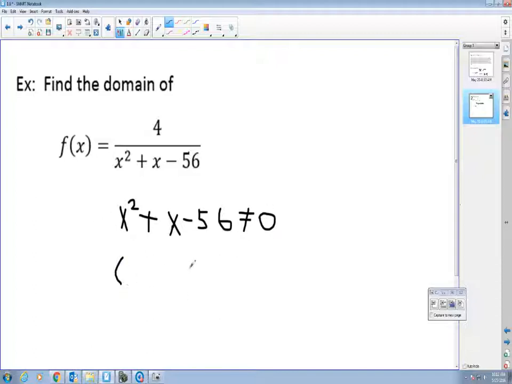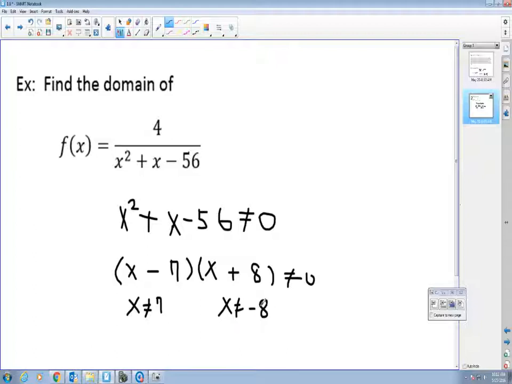If I factor this, 56 is 7 times 8. So x and x, 7 and 8. To get a positive 1 in the middle, I will need positive 8 and negative 7. The outer is positive 8, the inner is negative 7. So set each factor equal to 0, or cannot equal 0. That means my x cannot equal 7, and the other, x cannot equal negative 8.